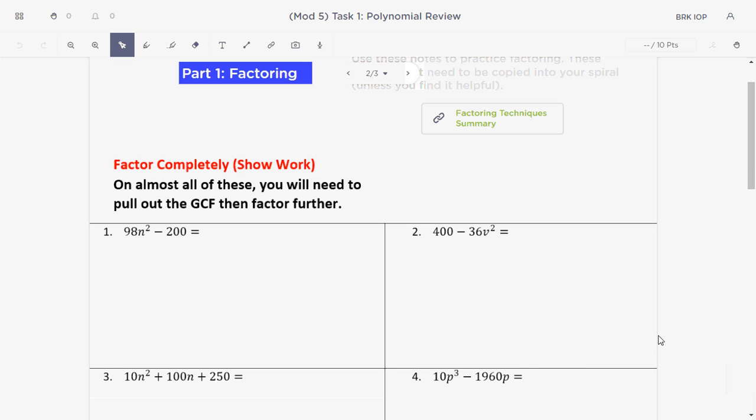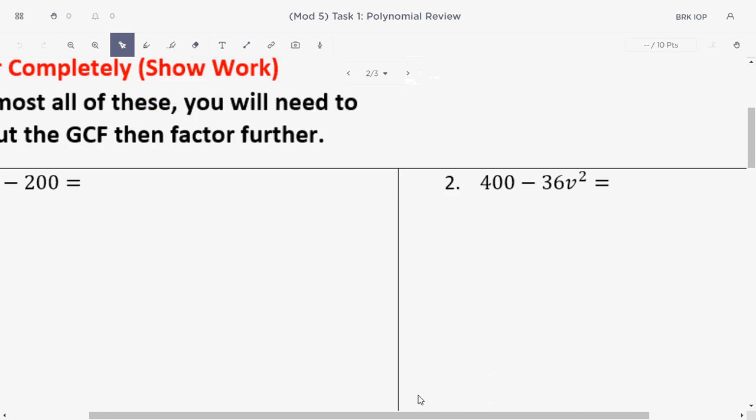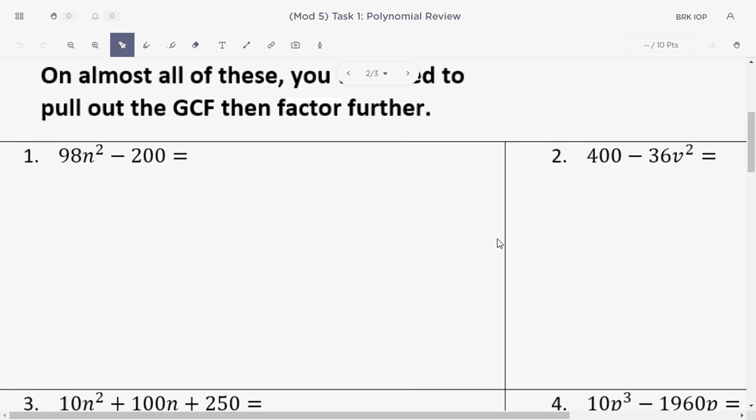I'm going to work through a couple of the problems that are on the class kick, and I'm going to start with number one. Just to give myself a little room, I'm going to pinch it in a little bit. Okay, so the first thing you'll see is this note up here that on almost all of them you're going to have to do your GCF and then factor further.